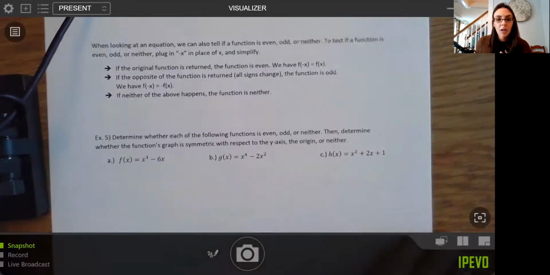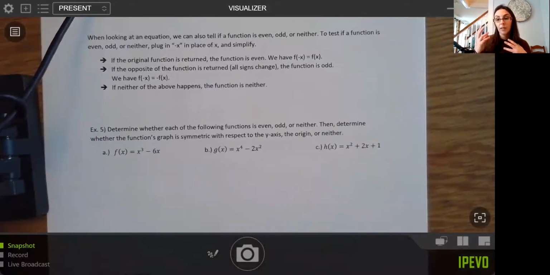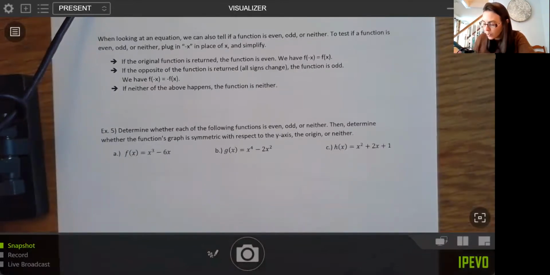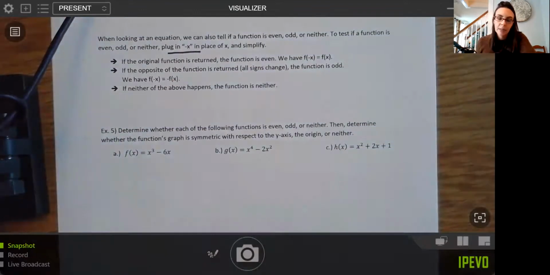Now you can also determine if functions are even or odd algebraically, meaning doing the math out by hand without just looking at the graph. I do think the graphs are a great way to check though, so it's a good habit to get into. So how do you check algebraically? What you always do is you plug in negative x, and you simplify and see what happens.